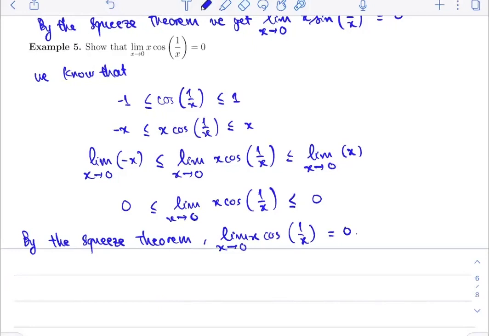So for this particular video, we looked into some examples related to showing the existence of limits and to finding the limit of functions using the squeeze theorem. Please let me know if you have any questions.